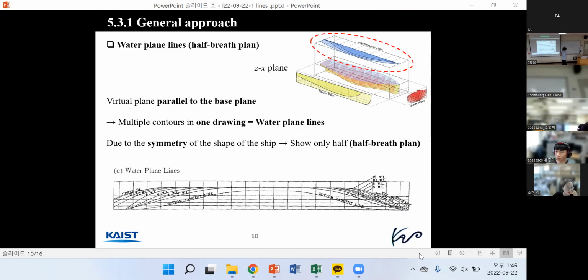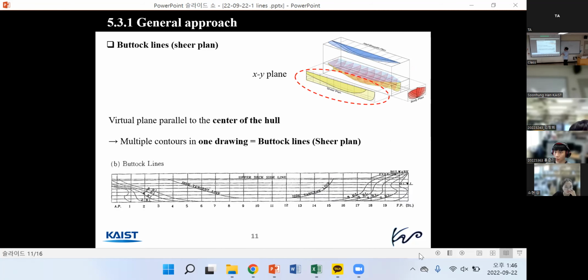The first one is water plane lines. Let's consider the XY plane of the coordinate system and a virtual plane parallel to the base plane of the ship. By applying the same principles, we can get multiple contours, and if we superimpose the multiple contours in one drawing, we can define the water plane lines, the blue contours in the schematic. Due to the symmetry of the shape of the ship, in general, naval architects show only half of the water plane lines. For this reason, another name for water plane lines is half-breadth plan, and this picture is an example of water plane lines for a three-dimensional ship.